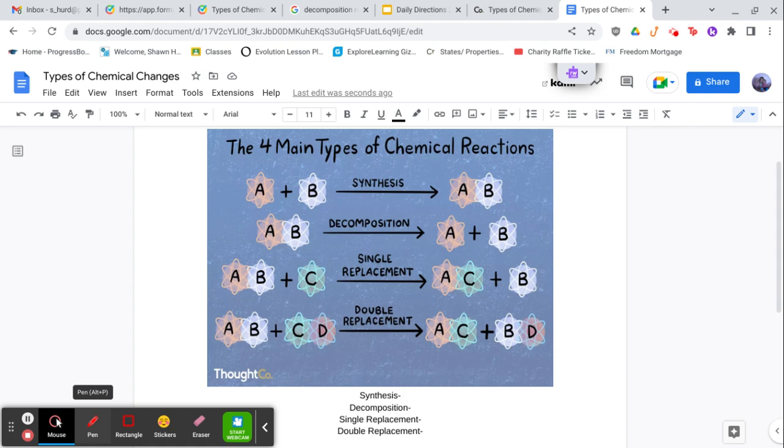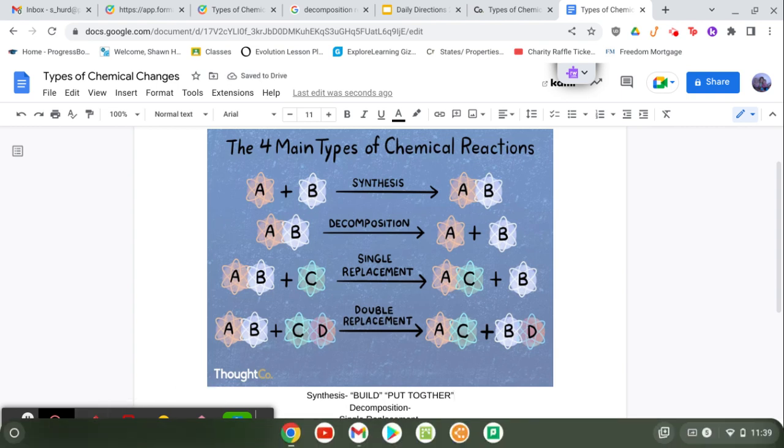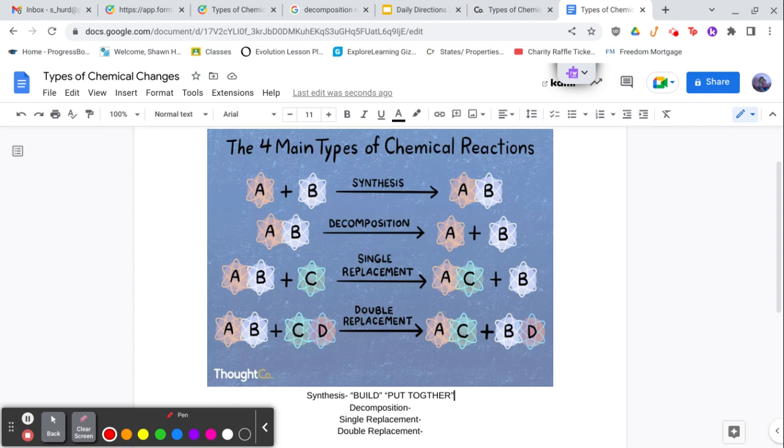If you recall from yesterday, we said that synthesis was to build, or to put together. That's how we characterize them. If we look at a very basic level, you have element A, which we're going to circle here in red, and you have element B. What you've done is you've taken two individual elements and you've combined them to make one compound.